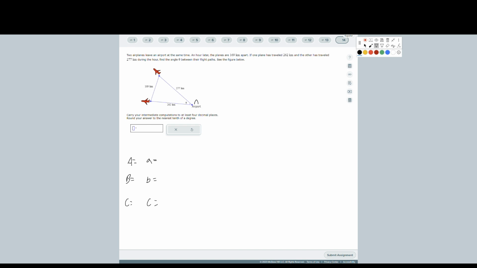So I'm going to make this angle A, angle B, and angle C, just to keep track. So this is going to be side A, side B, and then side C. Just so I can help keep track of what's going on there, my side B is 277, my side C is 262, and my side A is 169. So I'm going to start by finding the angle B just because it has the longest side.